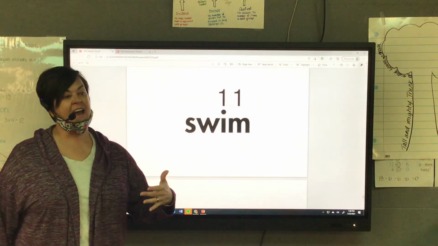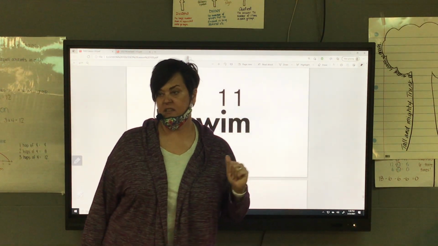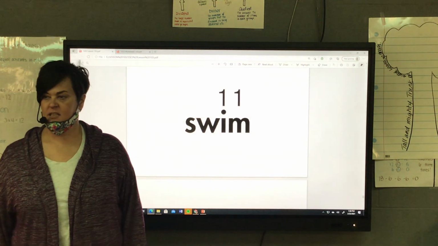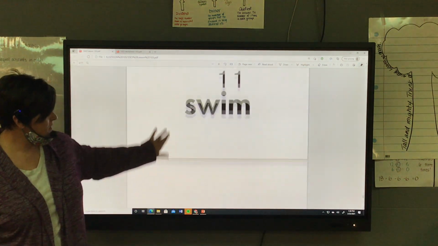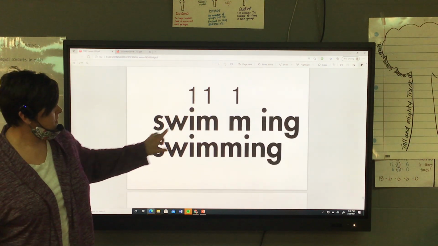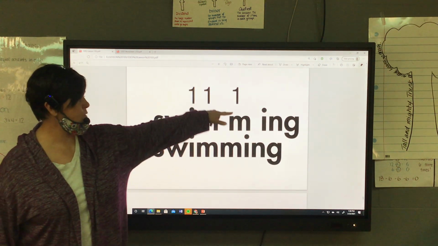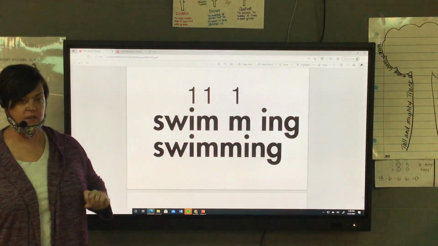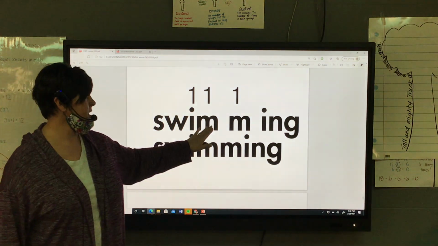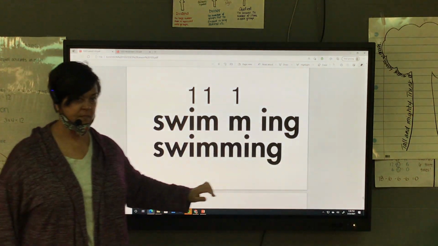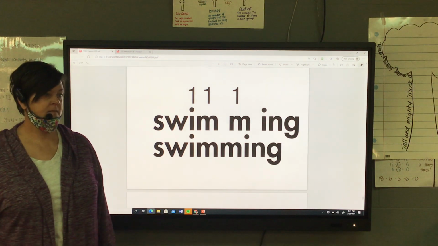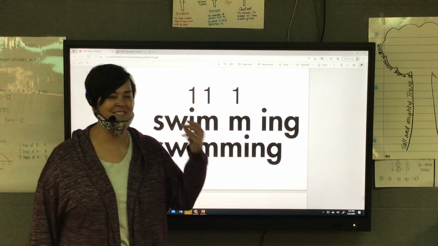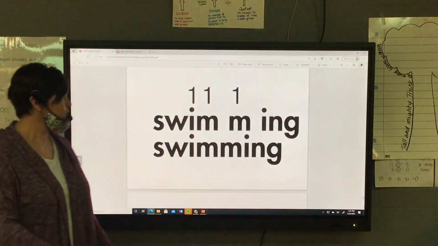If I were going to add ing to the end of this, would I just add ing? No. This consonant has to be doubled, because this is a short vowel in front of it. Swimming. How many consonants does it have now? How many syllables does it have now? Two.